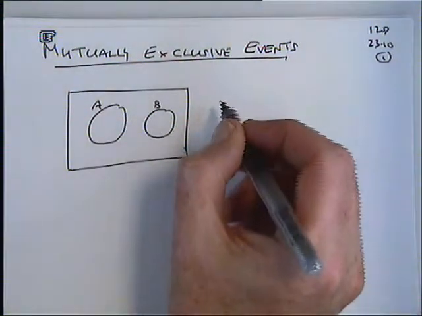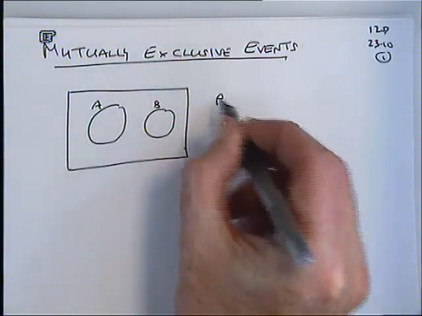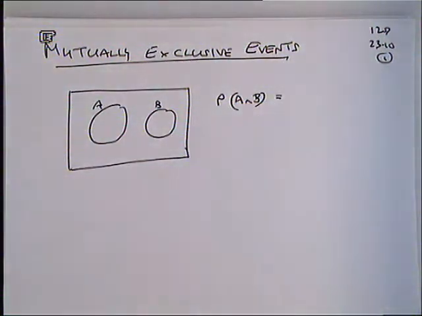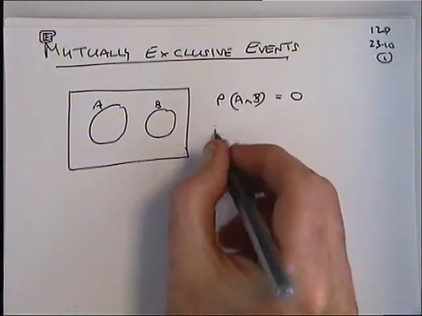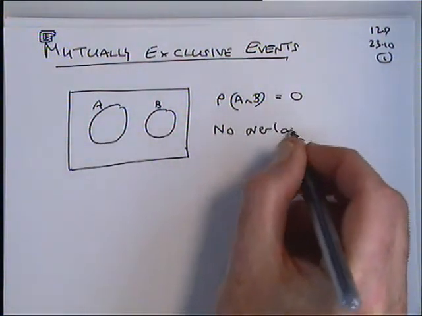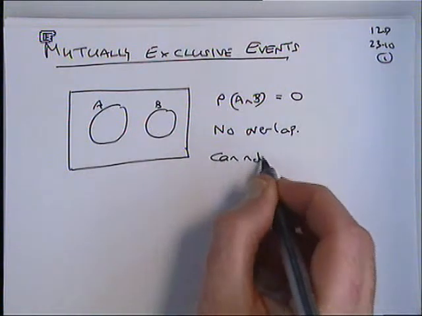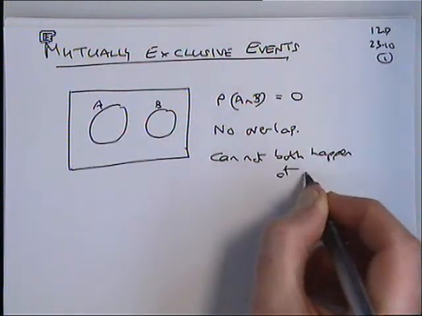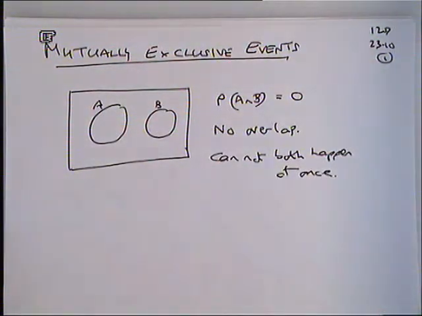So, if A and B are mutually exclusive events, what can we write down about that probability? The probability of A intersection B. Yeah, that's 0 because there's no overlap. So the probability of A and B is 0. That's happening both together. So there is no overlap. They cannot happen at the same time. Cannot both happen at once. And if you get events like that, where that intersection is 0, they don't overlap, they cannot both happen at once, those events are called mutually exclusive events.